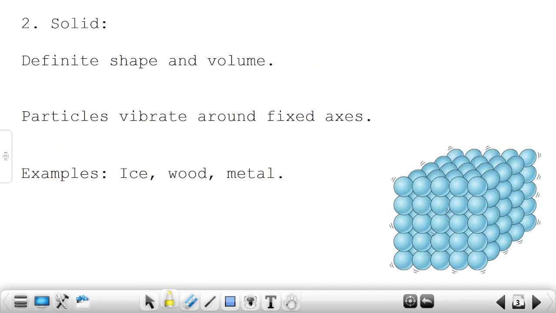So starting off with solids have a definite shape and volume. Particles vibrate around fixed axes. Some of these examples are ice, wood, metal, a lot of different things. This desk I'm on is a solid. There's a little diagram there on the bottom right showing just a solid cube, how the particles would be arranged in that.